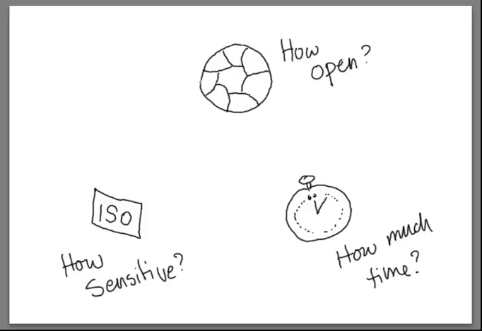When you take a photo and you're using your camera in manual mode, you'll consider each of these things individually. How open is my aperture? How fast is my shutter speed? And what's my ISO? How sensitive is it to light?